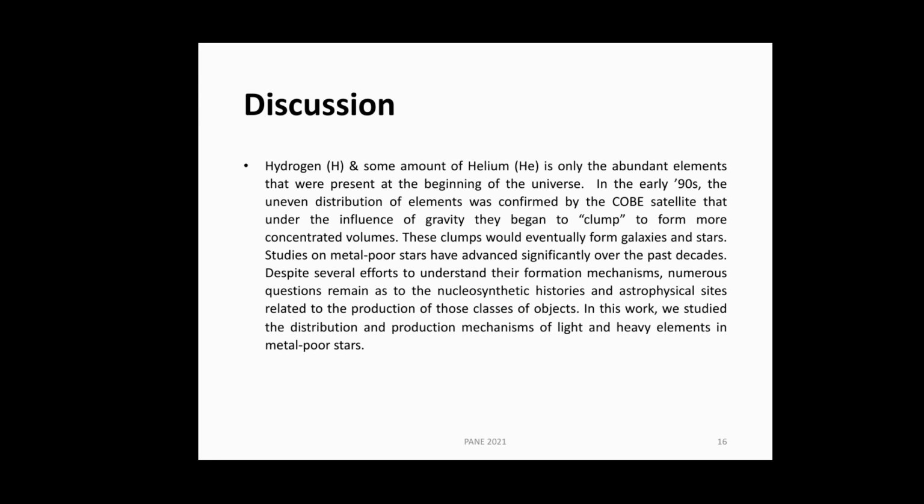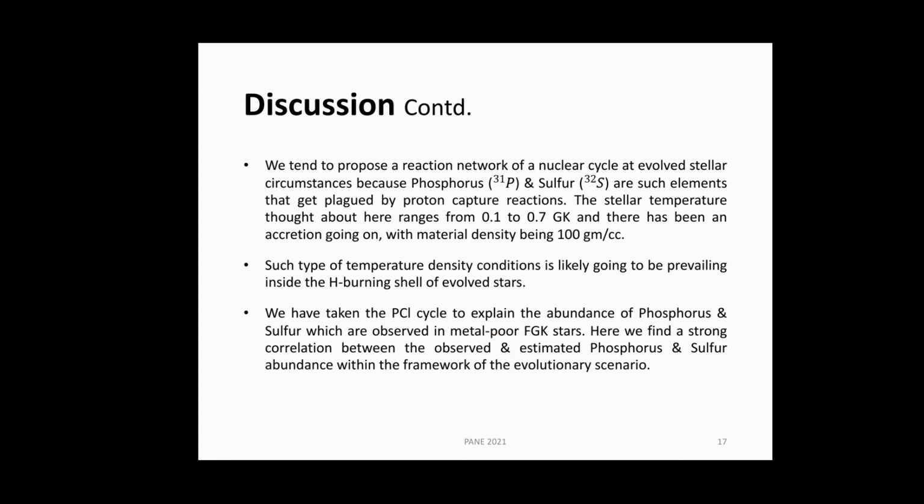Discussion. In this work we studied the distribution and production mechanism of light and heavy elements in metal poor stars. We have taken the PCl cycle to explain the abundance of phosphorus and sulfur which are observed in metal poor FGK stars. Here we found a strong correlation between the observed and estimated phosphorus and sulfur abundance. For phosphorus, the correlation coefficient is above 0.7, and for sulfur, the correlation coefficient is above 0.8.